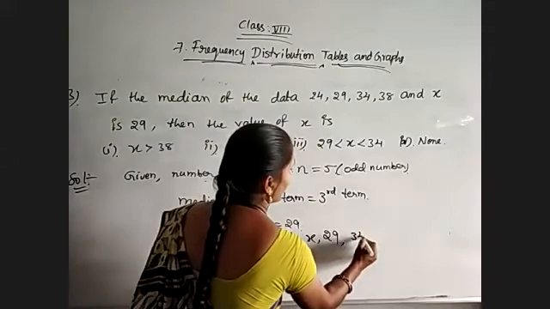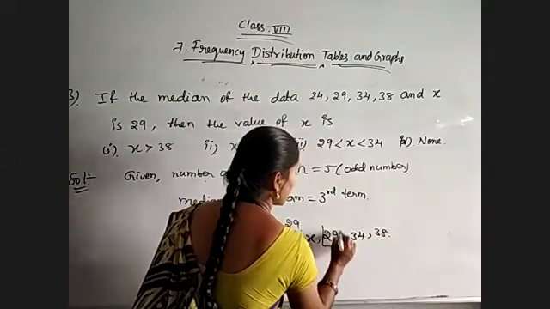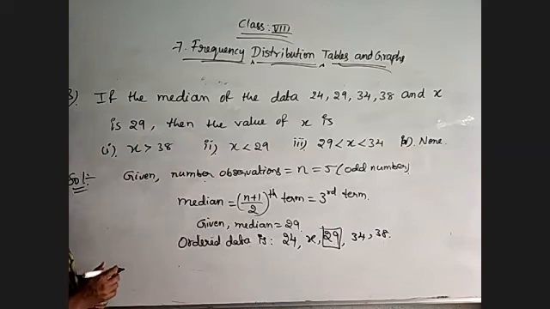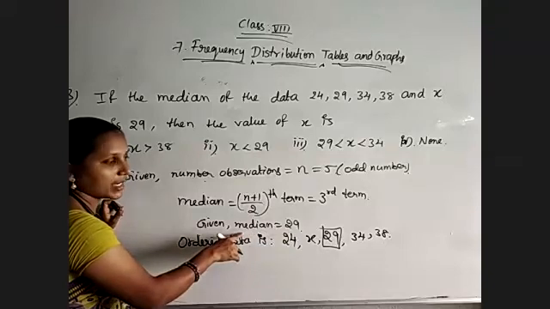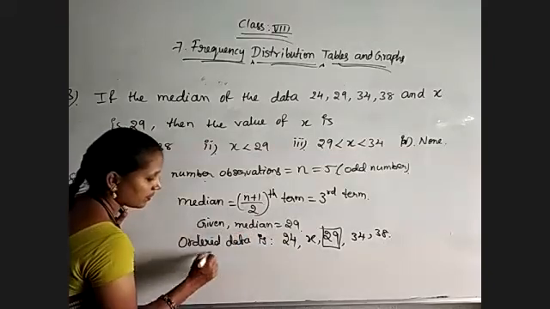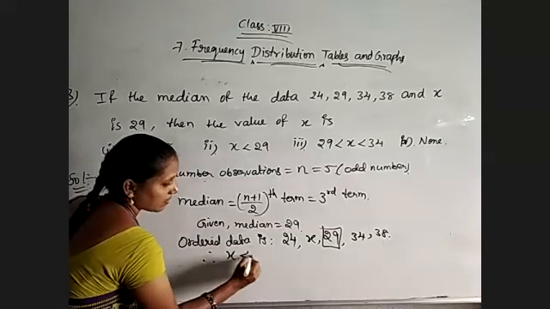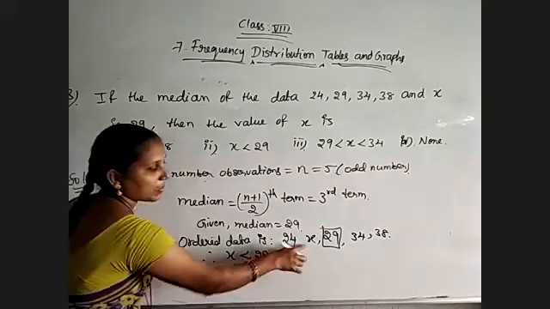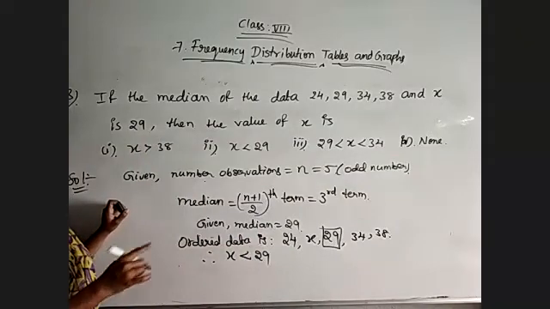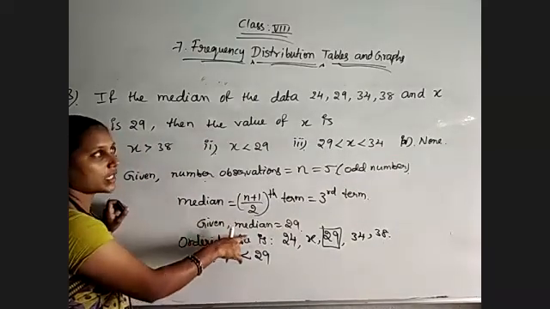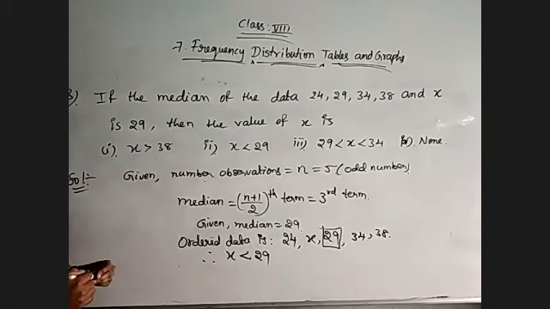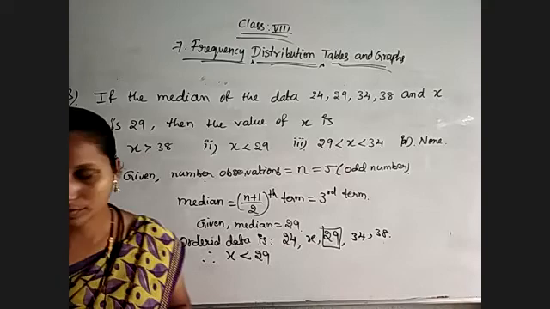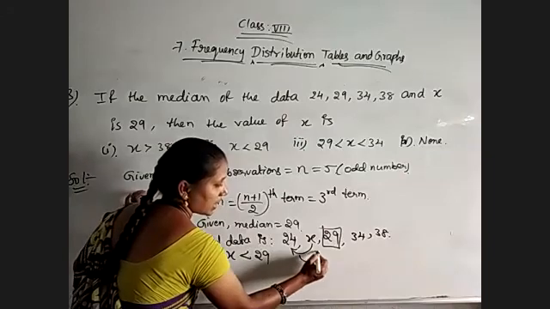Then we have 34 and 38. Why? Because they have mentioned that 29 is the median. If you take X more than 29, then 29 will not be the median. Therefore, X must be lesser than 29. Either first observation or second observation, no problem. But in the third observation we compulsorily need to get 29, because the given median is 29. Here we get X, otherwise here we get X, no problem.